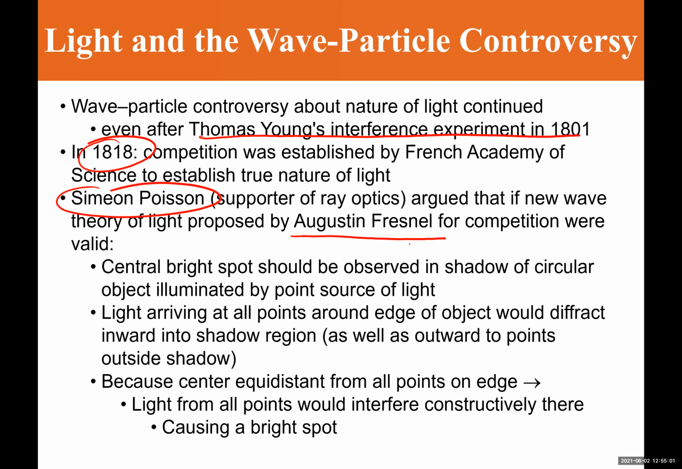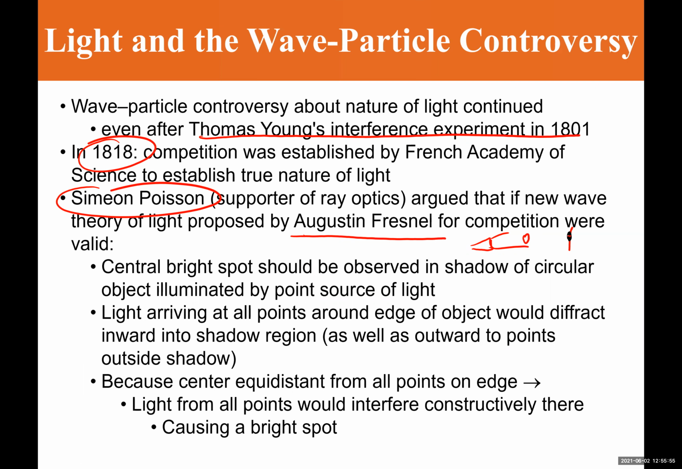He basically said that if light is a wave, then one of the things we will see is this: imagine you have a flashlight and you have the light, and then you put some kind of object in front of it, like a coin, a quarter or something like that. Then on a screen there will be a shadow, right? Because the coin blocks the light. But according to Poisson's calculations, if the light was a wave, then there would be a light point at the center of that shadow.